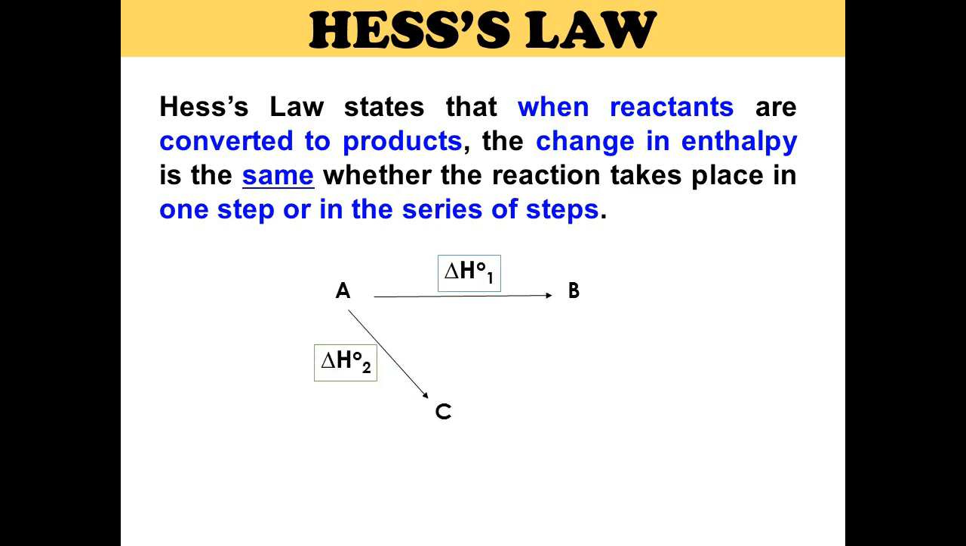For example, reaction A to produce B, given the enthalpy ΔH1. The reaction A to C, given the enthalpy ΔH2, and the reaction C to produce B, given the enthalpy ΔH3. So by using Hess's law, ΔH1 equals the sum of the series of steps. That means ΔH2 plus ΔH3.